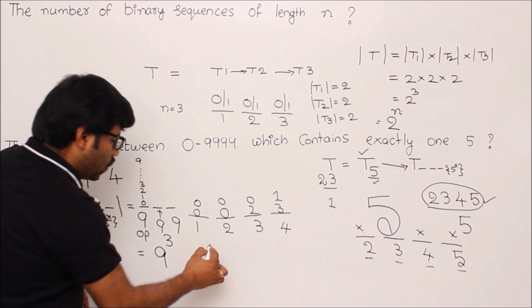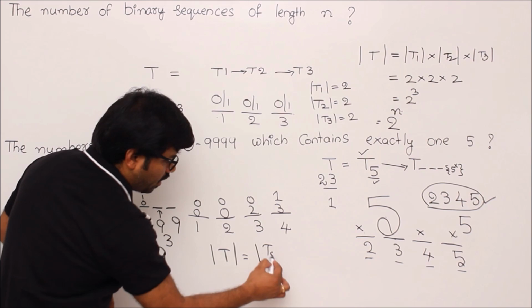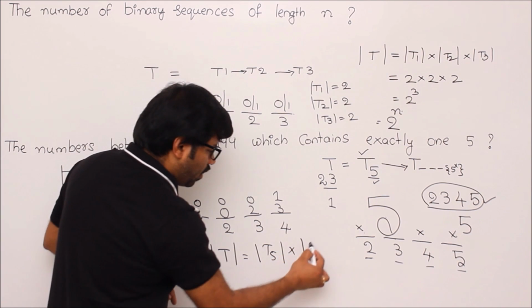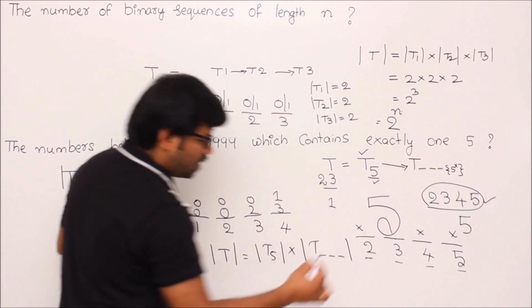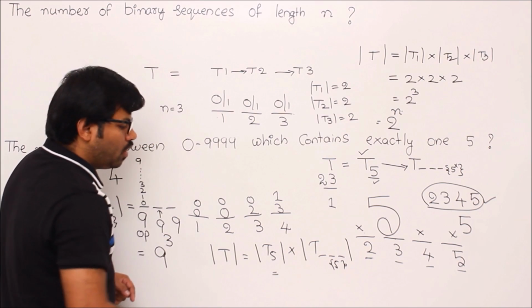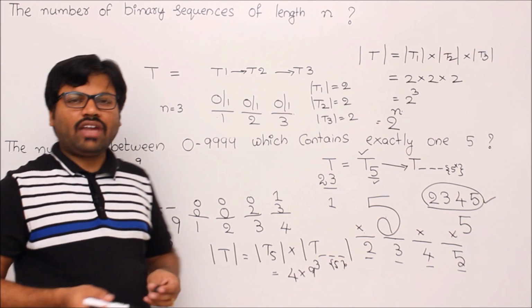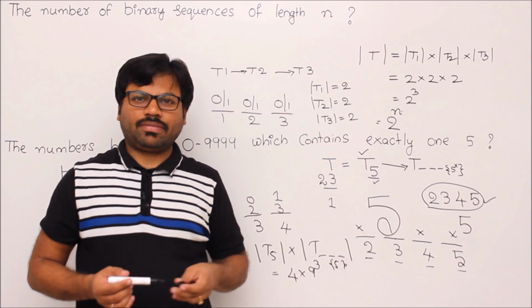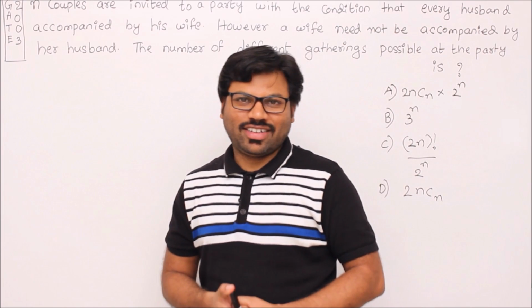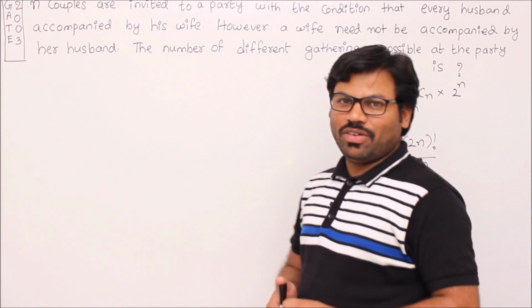So that's why the total number of ways of doing our task T is equal to the total number of ways of filling 5 into the total number of ways of filling the 3 other positions without 5, of course. Then that will become 4 into 9 cube. In that way you can answer this question. And it is related to the product rule.